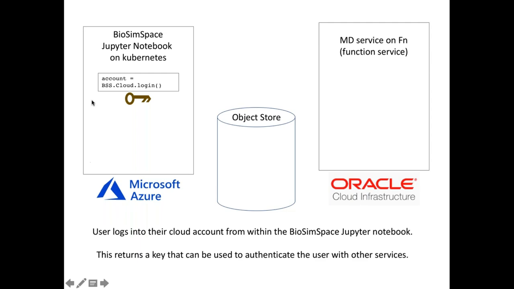So here we have on the left, BioSimSpace running in a Jupyter Notebook on Kubernetes. And so we've got the bss.cloud login, logging onto the user's cloud account within the script. Once they've logged on, they get an access key, and this access key can then be used to authenticate this user on all other services.